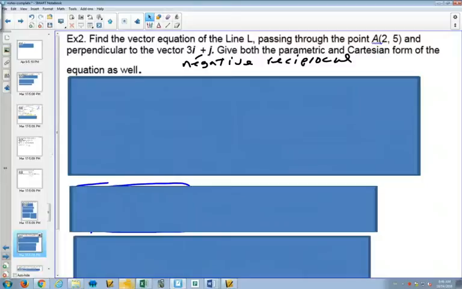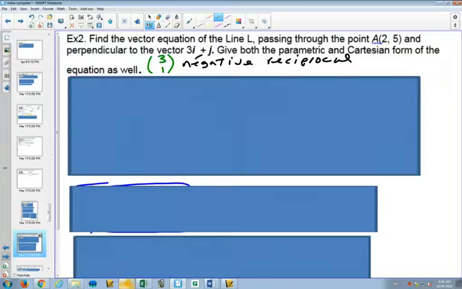So now we want to find a vector equation of a line passing through that same point, perpendicular to the vector 3i plus j. So that vector is 3, 1. Does it make sense that its slope then is 1/3? And then if you wanted the slope of a perpendicular line, you'd have the negative reciprocal. So you would flip it and make it negative.